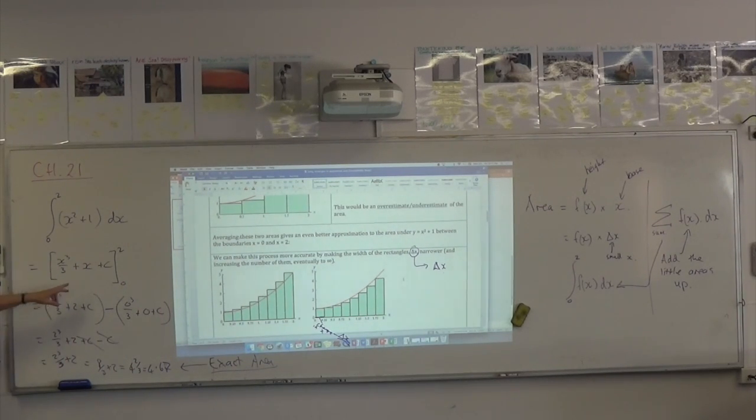Now when we do these, do you think we have to bother with the C? We don't have to bother with the C because every time you're going to have a plus C on the end, you're going to have a subtract C. So they're going to cancel each other out. You can put them in, but most times when we do what are called definite integrals, we actually leave the C off, because it's going to cancel out. So this is called a definite integral.